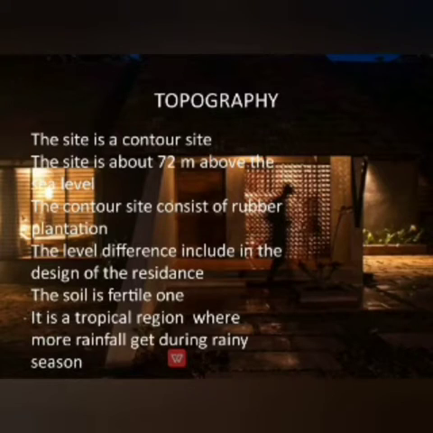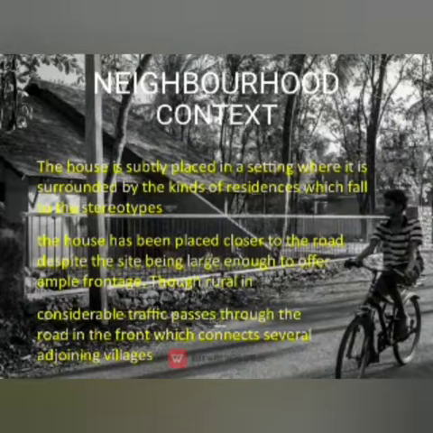Let's talk about the topography. The site is a contour site and it is about 72 meters above sea level. The level difference is included in the design of the residence. It is a tropical region where more rainfall occurs during the rainy season. The residence is surrounded by stereotypical residences and it is near a road which is leading to the nearby villages.